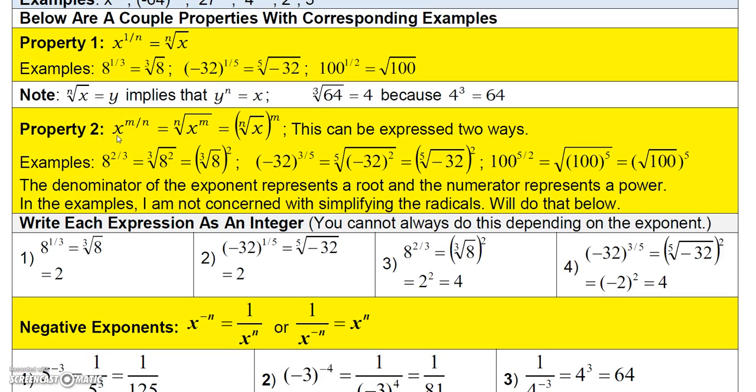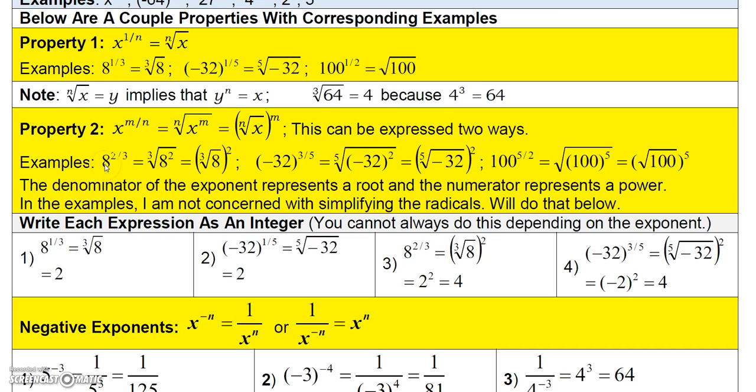Now let me give you another property, property 2. Let's say you have x raised to the m/n power. That's the same as saying the nth root of x to the m. Or you could do it another way: you could say it's the nth root of x, and then all of that is raised to the m. So it can be expressed two ways, but usually when you're simplifying these, one of them is a better way to go.